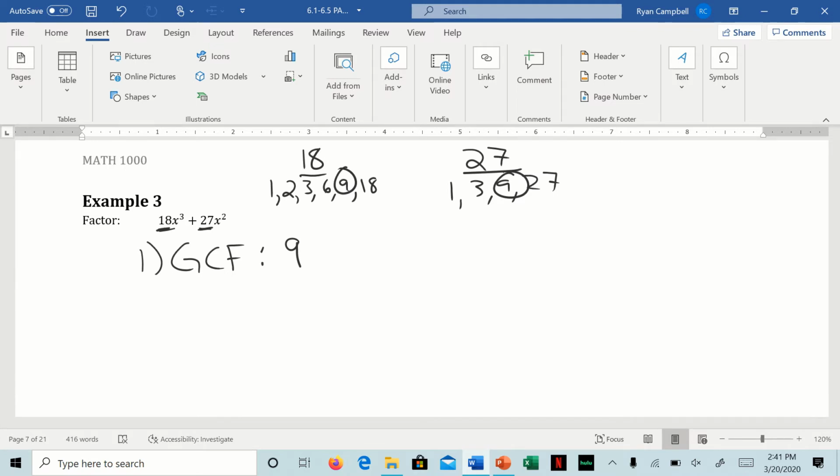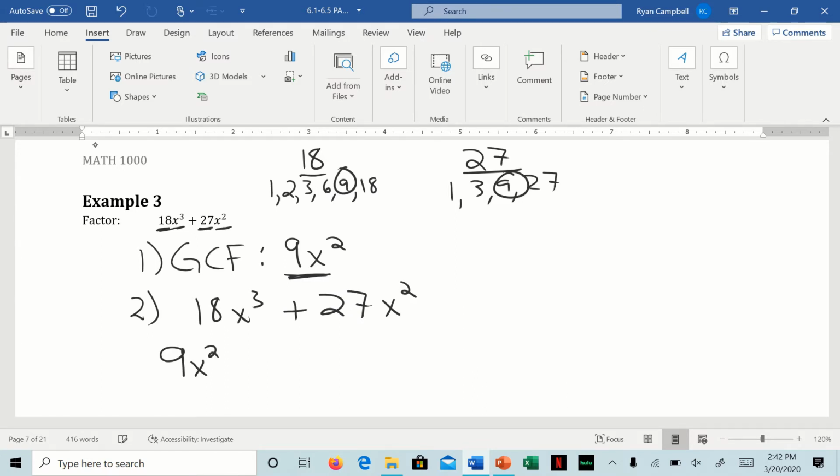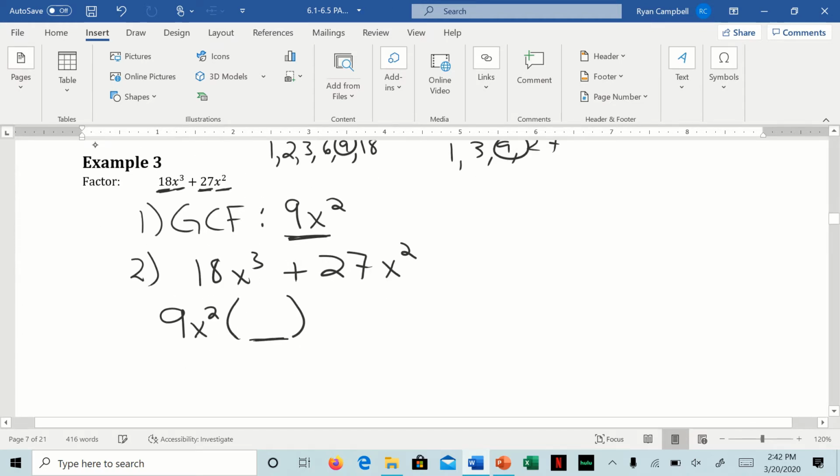Again, I can obviously do this a little faster, so if it takes you a little longer, that's totally okay. Then we look at the exponents on the variables. We can see that x squared would be the greatest common factor. So then step 2, let's rewrite them as a product of 9x squared. So 18x cubed plus 27x squared. If we break this down into 9x squared, what do we need to multiply by 9x squared to get 18x cubed?